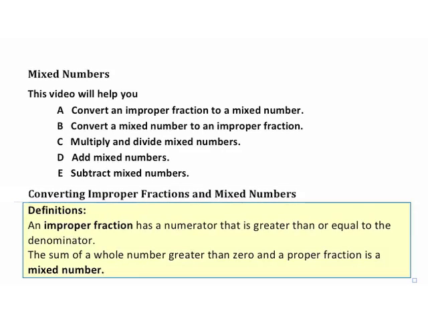Converting improper fractions and mixed numbers. Let's start with some definitions. An improper fraction has a numerator that is greater than or equal to the denominator. The sum of a whole number greater than 0 and a proper fraction is a mixed number.